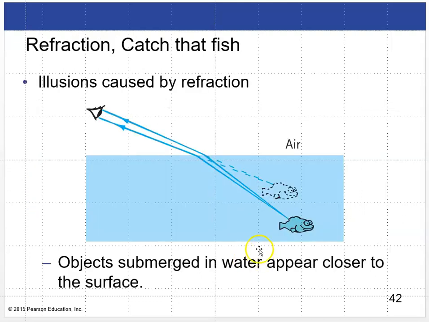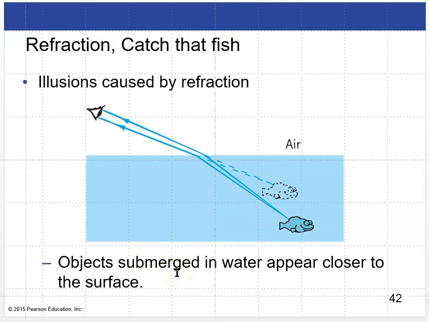Now, there are all kinds of illusions caused by refraction. For instance, our eyes and our brains think that light travels in straight lines, and we're hardwired for that. So we really can't think any other way. If you try to catch a fish underwater with your hands, it's very difficult because the fish looks like he's here. Instead, he's deeper. He's about 30%, 33% deeper in the water than he looks. So objects submerged in water appear to be closer to the surface.